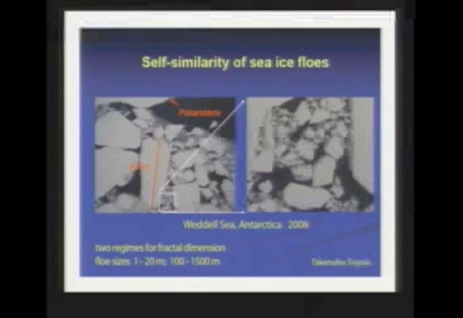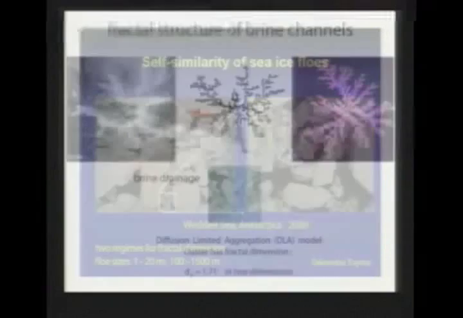It turns out there look to be two regimes for fractal dimensions. For floe sizes from 1 to 20 meters, there seems to be one universal fractal dimension, and then different fractal dimensions at larger length scales. And we actually have some work going on now looking at fracture of ice and trying to understand some of these fractal structures in sea ice.